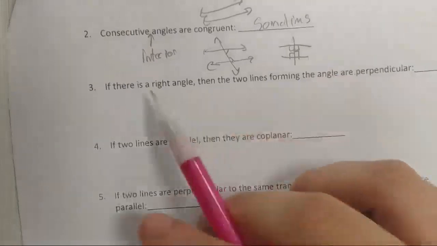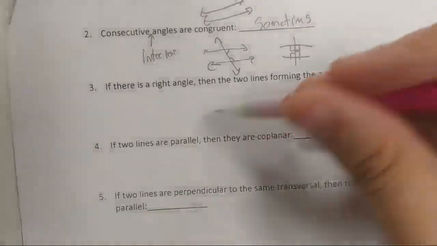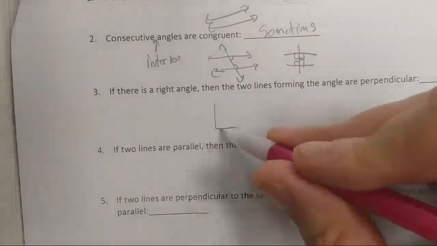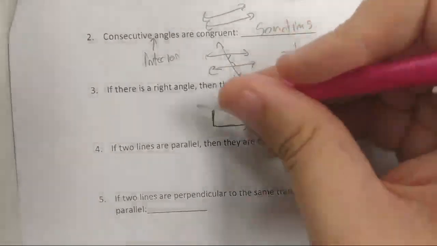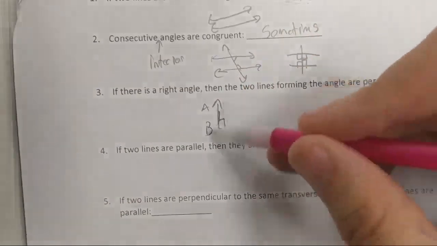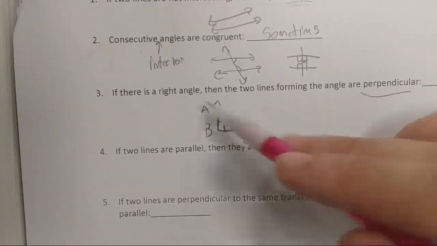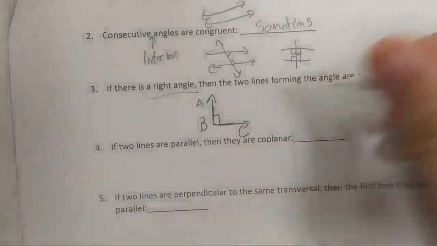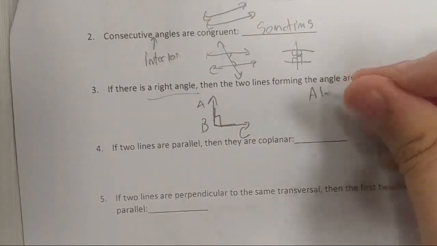Okay, next one. If there is a right angle, then the two lines forming the angle are perpendicular. Oh, okay, perfect. So line AB and line BC, are these two lines perpendicular? Well, by definition, perpendicular means it's two lines that form a right angle. So if they're forming a right angle, that must mean they're perpendicular. So the answer for this one is always. Let me just write it here, always, for this one.